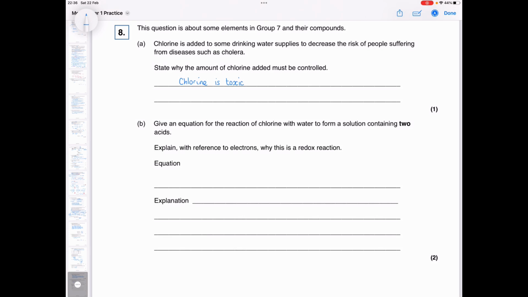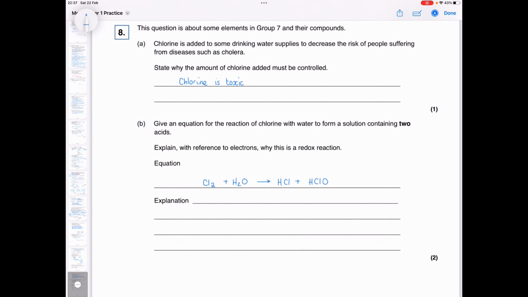Part B. Give an equation for the reaction of chlorine with water to form a solution containing 2 acids. Okay, so this is one of those equations that you have to learn from your group 7 material in year 1 A level. So chlorine plus water makes a mixture of HCl and HClO. This is a disproportionation reaction, so you can describe that in the next part.